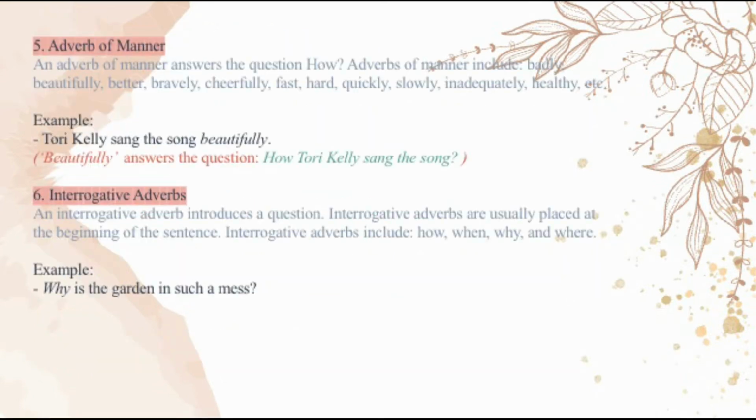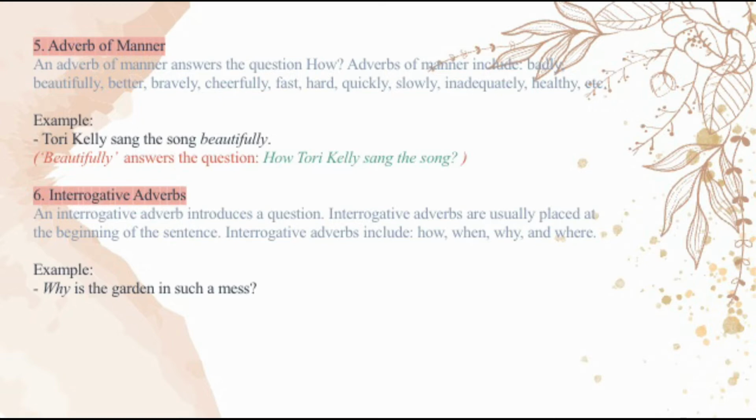Type number 5 is adverb of manner. An adverb of manner answers the question how. Adverbs of manner include badly, beautifully, better, bravely, cheerfully, fast, hard, quickly, slowly, inadequately, healthy, and etc. For example, Tori Kelly sang the song beautifully. Beautifully here answers the question how Tori Kelly sang the song.